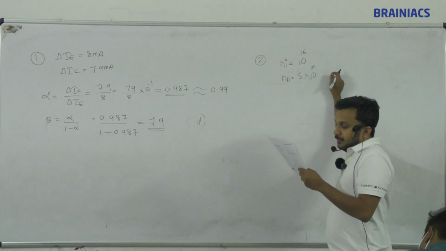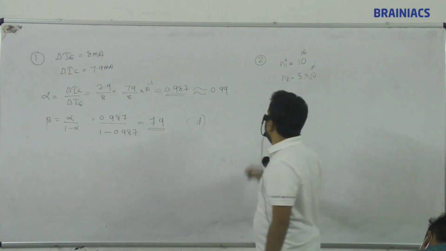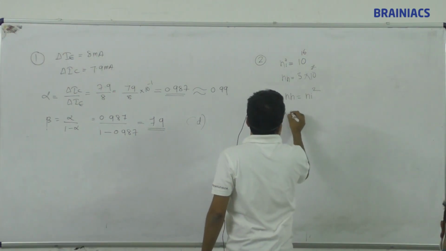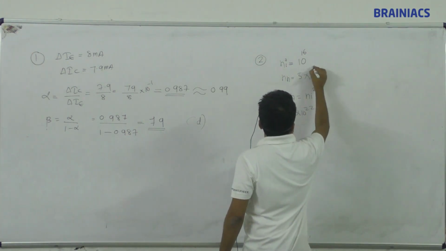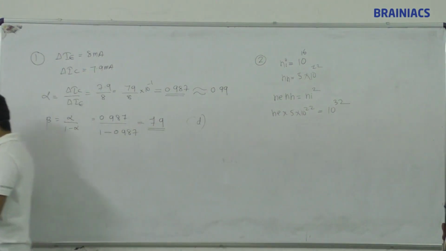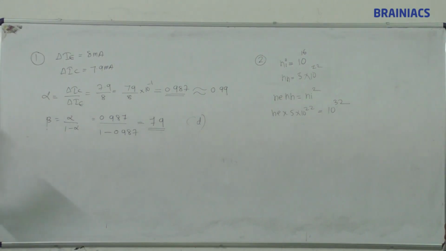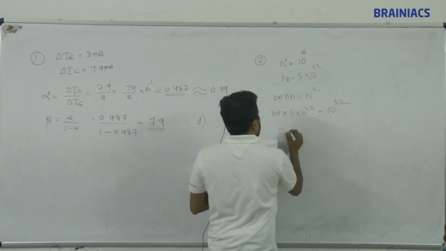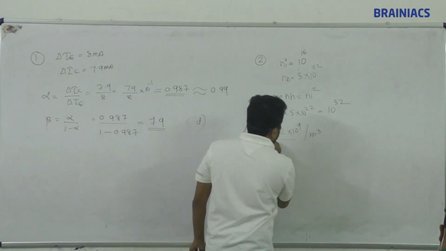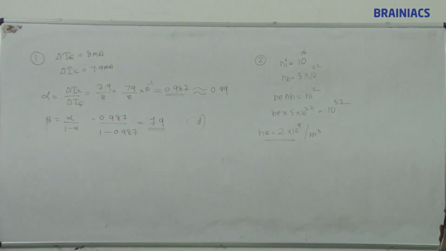Then the number of electrons in the doped semiconductor will be, how to find out Ne? Ne into NH equals Ni square. So Ne into 5 into 10 power 22 equals Ni square, 10 power 32. So what are you getting for Ne? 2 into 10 power 9 per meter cube. So this is called Ne, the number of electrons. Okay, second one over, clear? This is similar to the question we have done in the notebook, right?